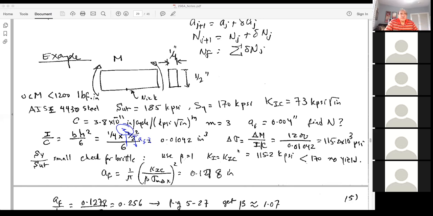And we'll compute delta sigma, which is delta M divided by IC. And we find now the delta K. So we can compute delta K from delta sigma. But before we go on to do the integration, we have to find the final size of the crack to which we're going to integrate.